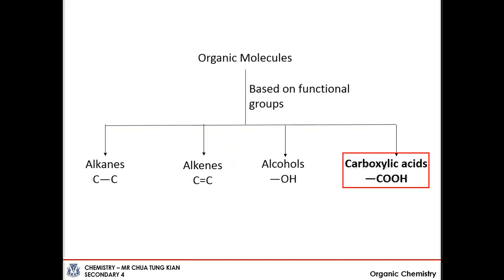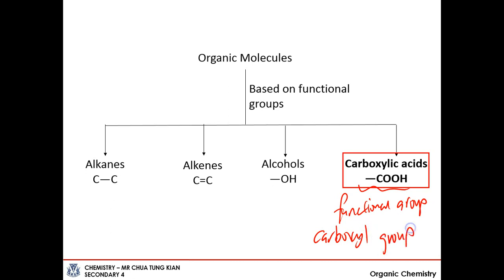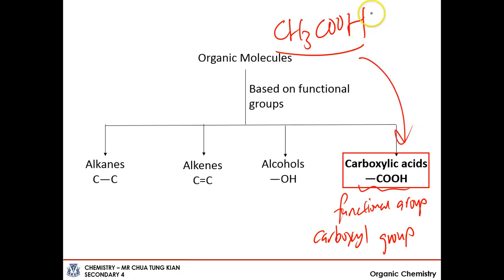Which now brings us to the last class of organic compounds, carboxylic acids. So once again, this COOH here is a functional group of carboxylic acids. It gives it its properties. We call this the carboxyl group of carboxylic acid. So for example, if I were to write CH3COOH, this is a carboxylic acid because there's the COOH here.